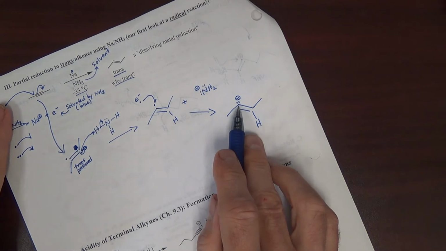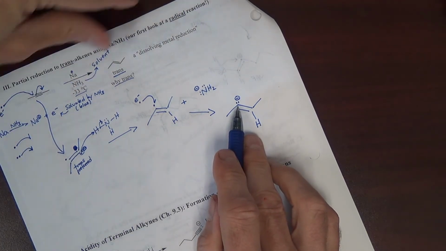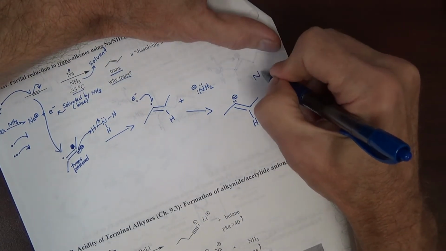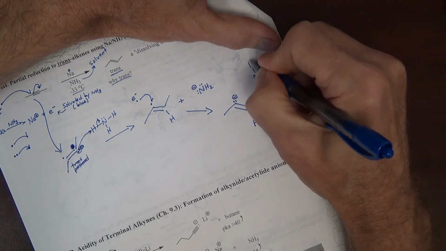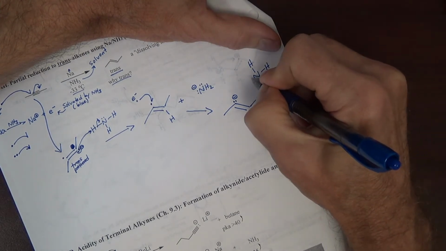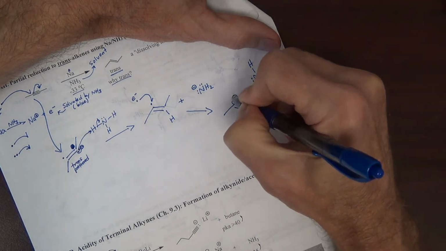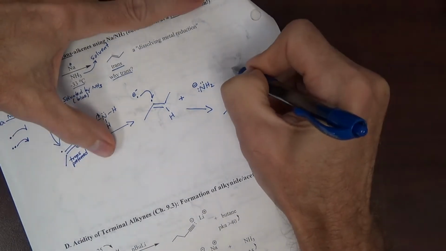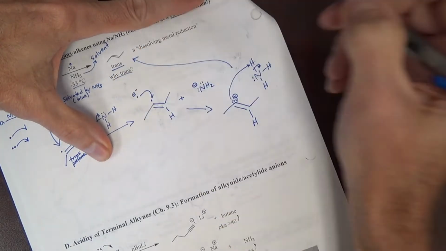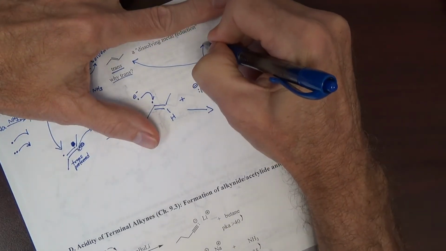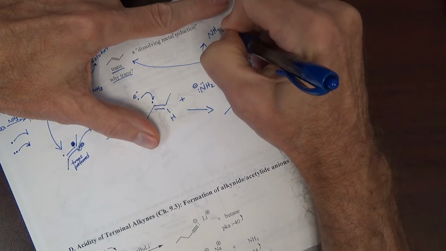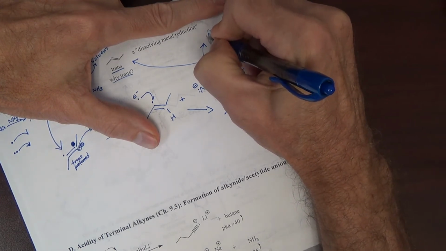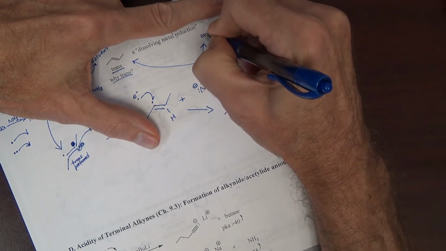From here, we just need to add another H. We can come in with another equivalent of ammonia, and these electrons take the H, those stay behind, and we get our product plus another NH2 minus.